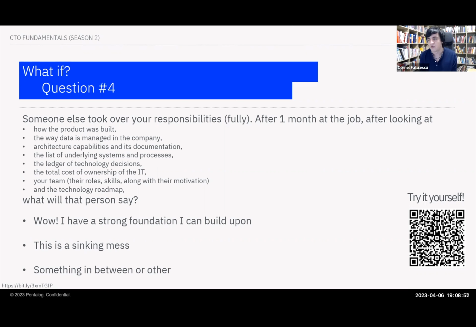The new CTO took over from a product perspective. How was it built? From data management, key questions like, was it easy to find the underlying systems and processes, or do you need to mine all that? Things like total cost of ownership, is that fine? Is that well managed? Ledger of technology decisions. And the list is not exhaustive. And the key question here is, when you look from that perspective, what is the new person going to say? Is she going to say something like, wow, I have a strong foundation I can build upon, or this is a sinking mess, or something else, or something in between?